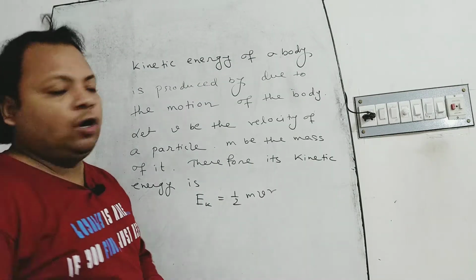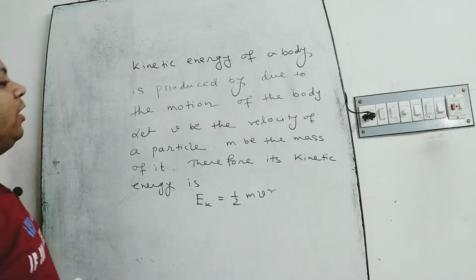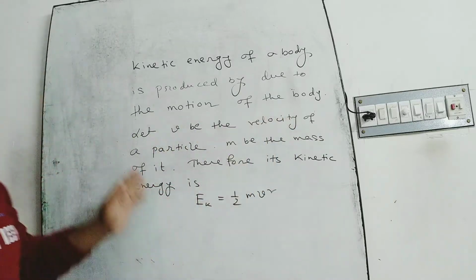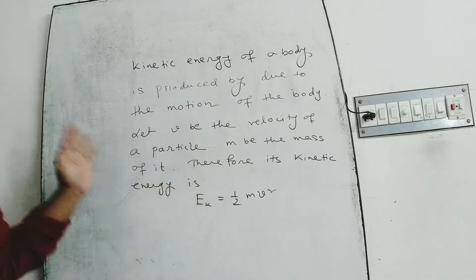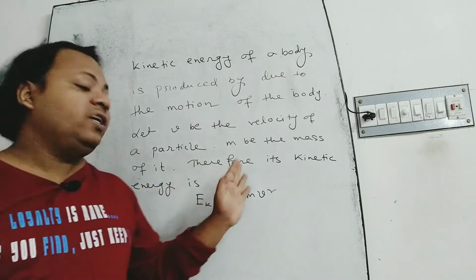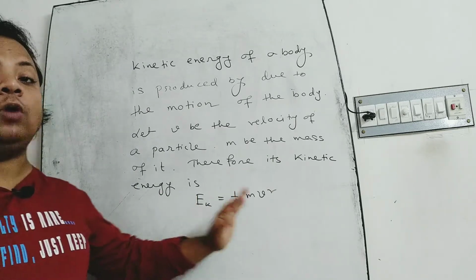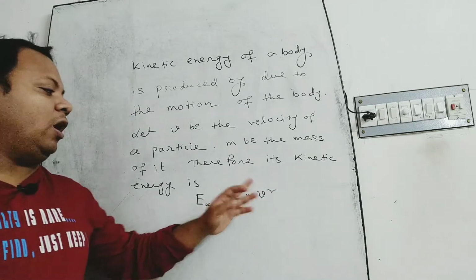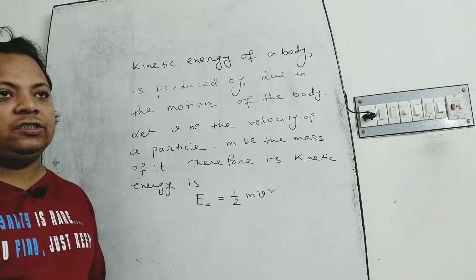Kinetic energy of a body is produced due to the motion of the body. Let v be the velocity of a particle and m be the mass of that particle. Therefore, its kinetic energy Ek is equal to half m v square. This is the expression of kinetic energy of the body.